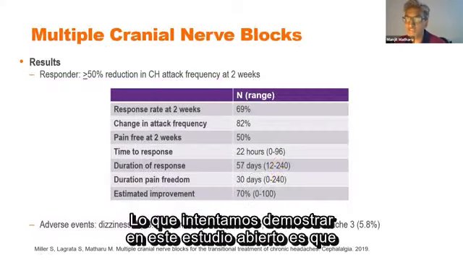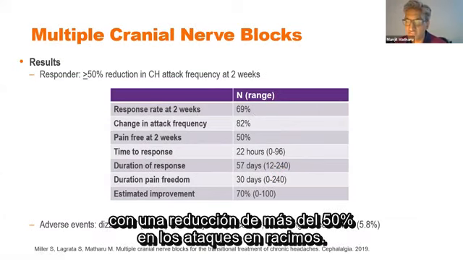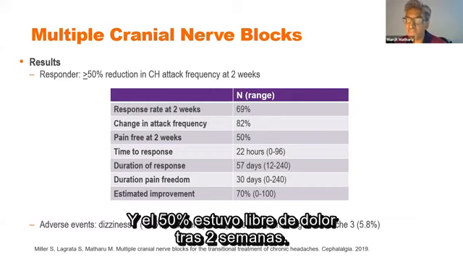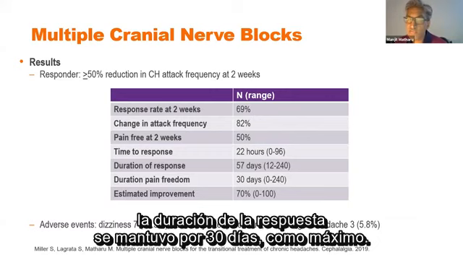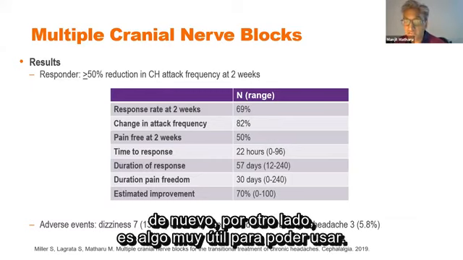And what we managed to show in this open label study is that at 2 weeks, there was a 69% response rate with more than a 50% reduction in the cluster attacks. There was a reduction in the attack frequency of 82%, and 50% were pain-free at 2 weeks. For those who were pain-free, the duration of the response was sustained for as much as 30 days. So while this is not controlled data, it is, again, in other hands, a very useful thing to be able to use.